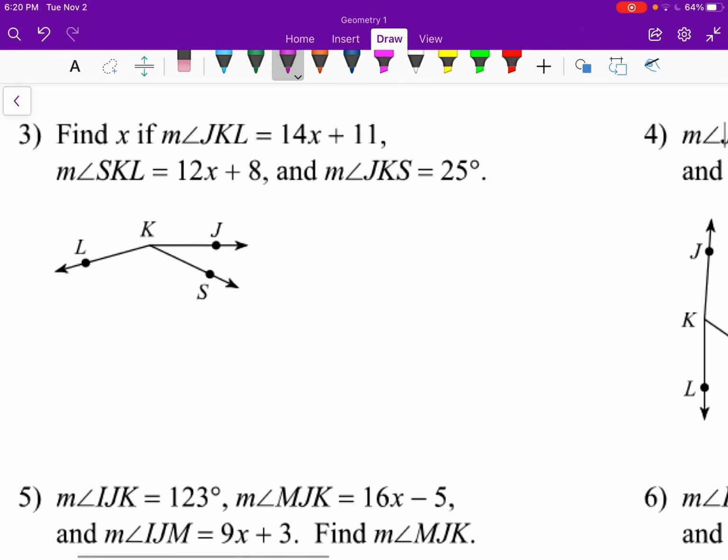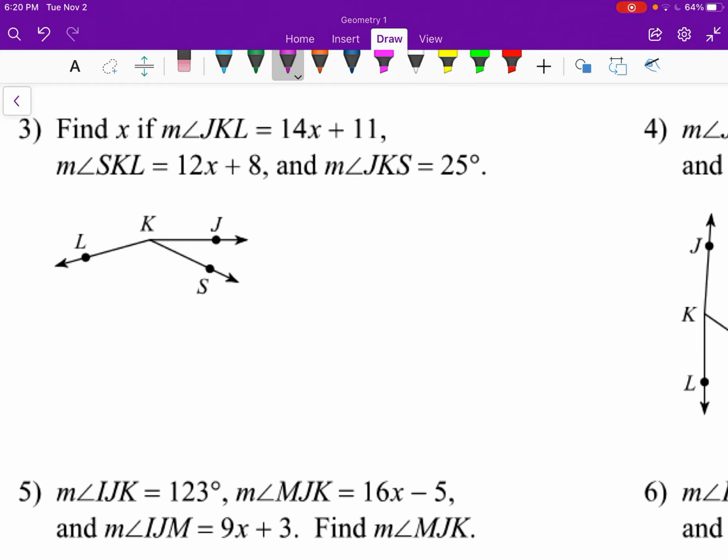All right, now we're going to have some variables in here. Find x, so this time we're actually looking for the value of x, if the measure of angle JKL is 14x plus 11. So JKL, that's the largest angle, is 14x plus 11. SKL is 12x plus 8. And then measure of angle JKS is 25 degrees.